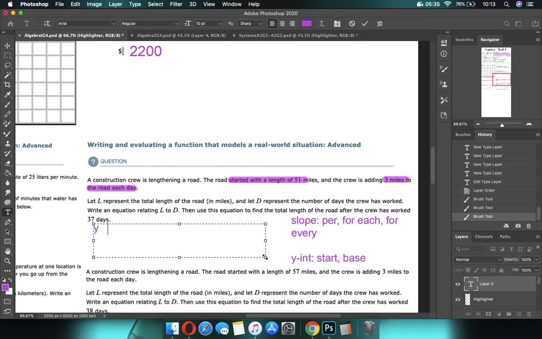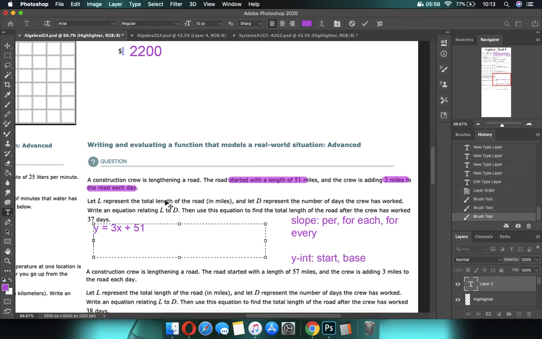So we're left with y equals, what's our slope? 3x plus what's our base? What's our y-intercept? 51. And since we have this little cheat sheet for us, creating the equation actually doesn't become all that hard. The only thing left then is they're not actually asking for y and x, they tell you L and D. Knowing which is actually pretty straightforward.